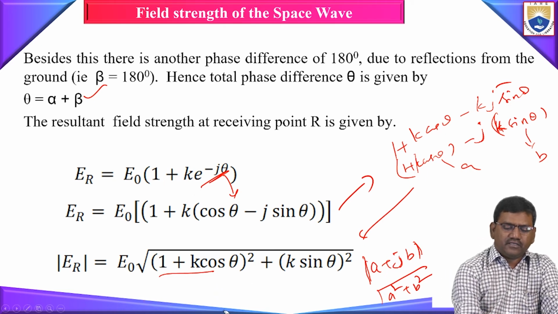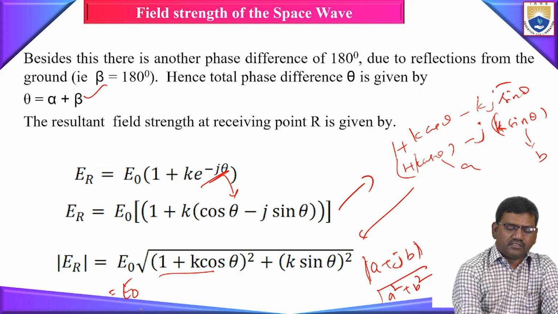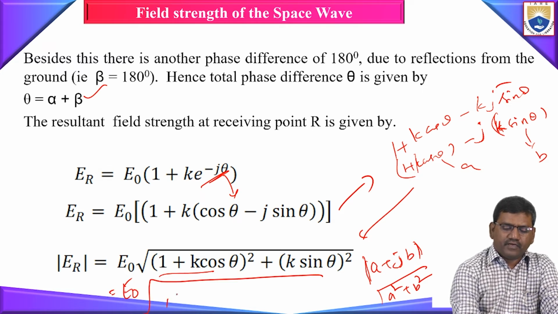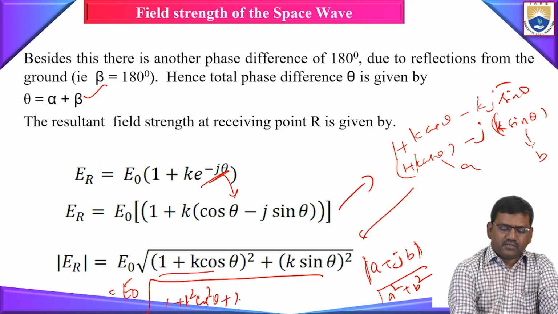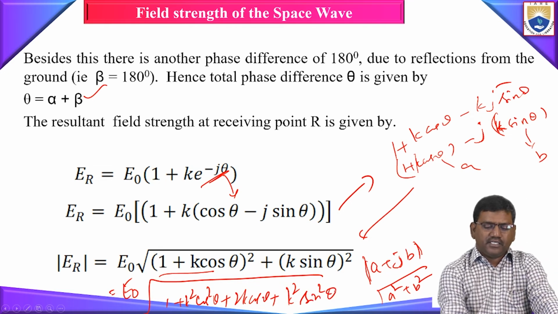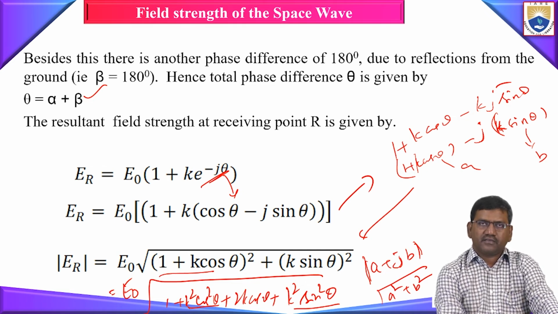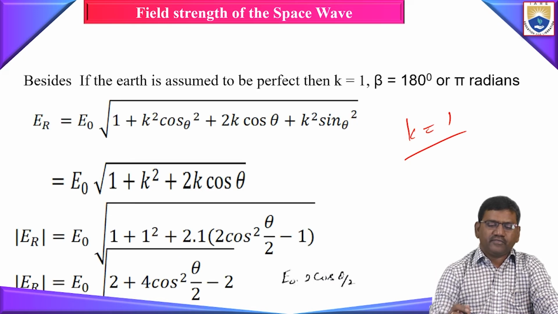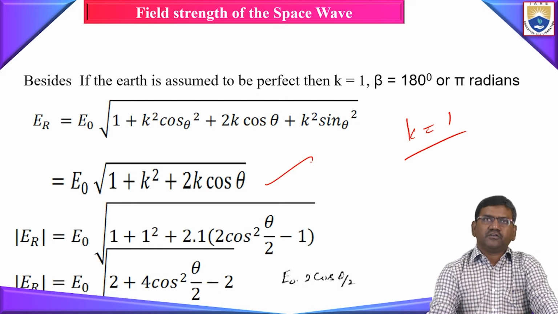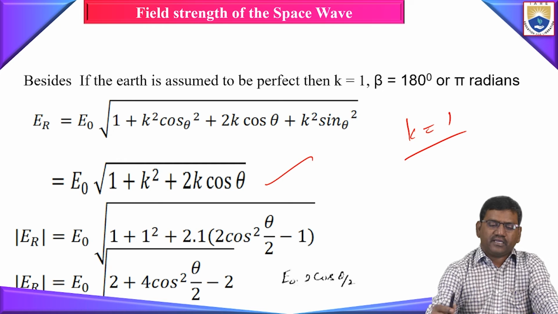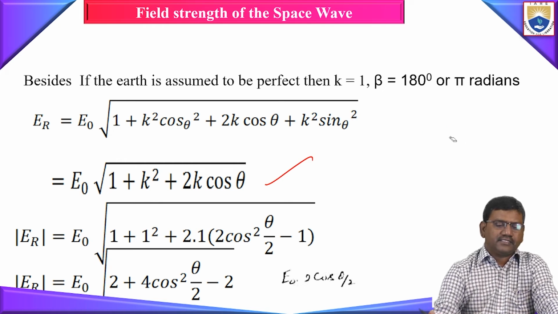If we simplify this, we get E naught into the root of 1 plus K square cos square theta plus 2K cos theta plus K square sin square theta. Here K square cos square theta and K square sin square theta simplify to K square into (cos square theta plus sin square theta), which is equal to 1. So you will get E naught into the root of 1 plus K square plus 2K cos theta.